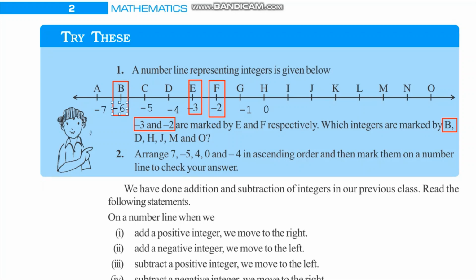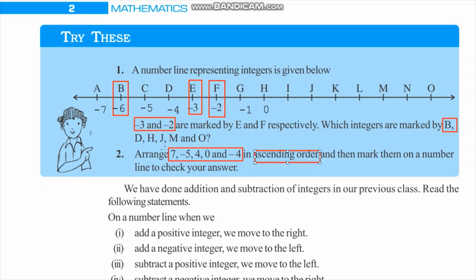Next, arrange 7, minus 5, 4, 0 and minus 4 in ascending order and then mark them on a number line and check your answer. In order for you to do this, first you need to arrange them in ascending order. So ascending order is increasing order. Any order that starts with the smallest number and then goes on increasing is called the ascending order.